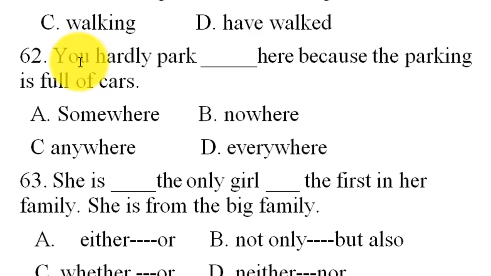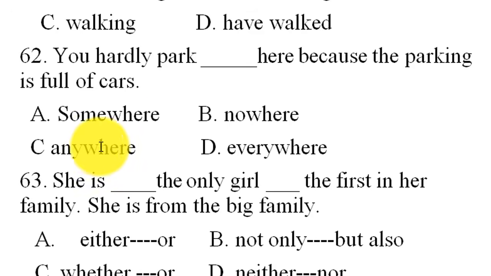Next question. You hardly park blank here because the parking is full of cars. Somewhere, anywhere, nowhere, everywhere. Adverbs of place or indefinite pronouns. Somewhere is for positive sentences, anywhere for questions and negatives. Somewhere is positive without specifying the place. Anywhere: I want to park anywhere I like. I want to park my car anywhere.